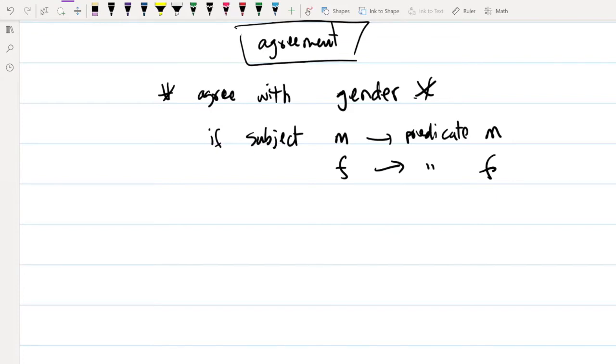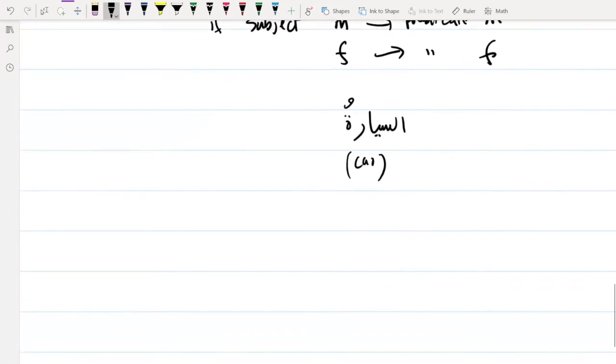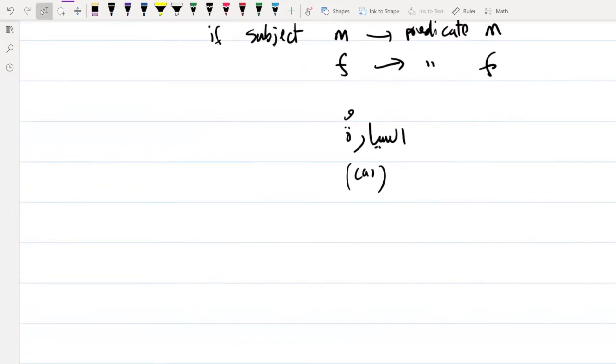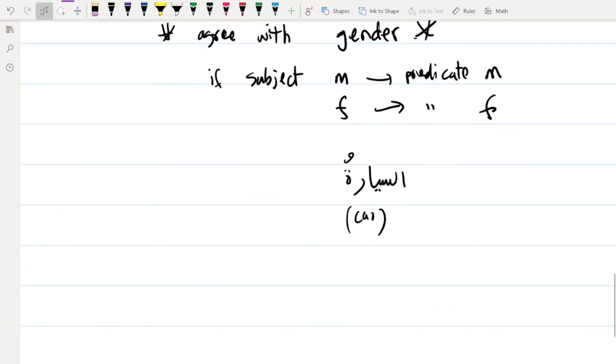I just wanted to give you one example. If I say sayyaratu, which is a car, the car, right? You want to say the car is beautiful, and here obviously the sayyara is not a person or anything, but still we have to match the gender. We have to agree with the gender, and I want to say beautiful. So there are two options.